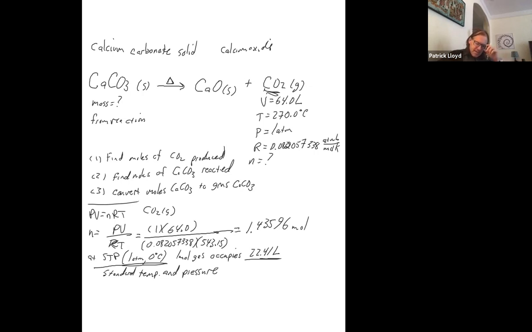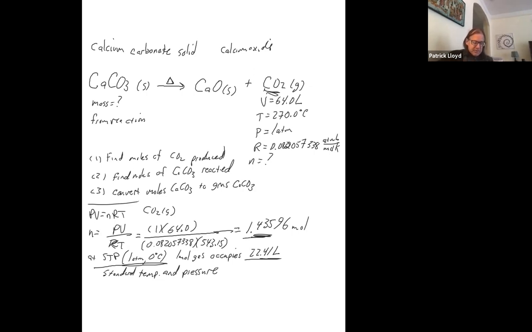Okay. What you can do just to check, so again, I like to check myself. If I take 0.082057338 and multiply that by 543.15, I get 44.57 down in the denominator. So 64 over 44.5 is going to be a little bit more than 1. So again, it sort of checks out. It's a little bit more than 1. So that seems reasonable. Okay.